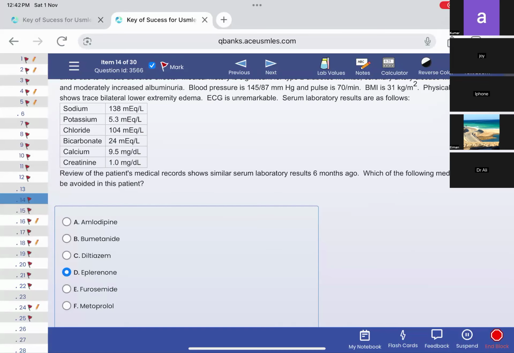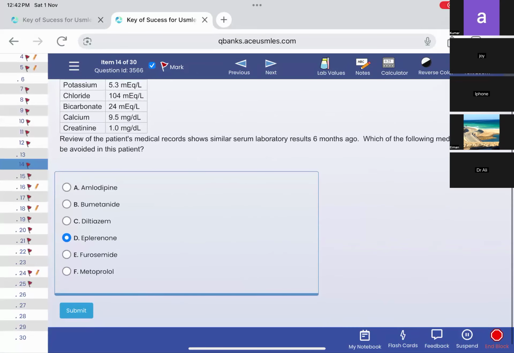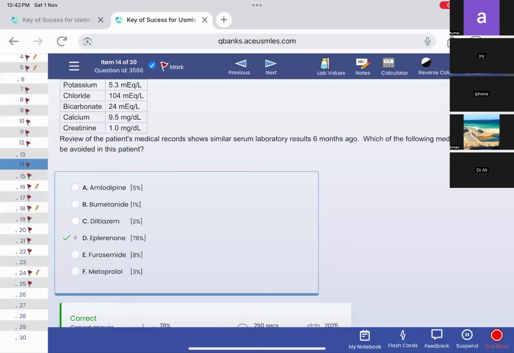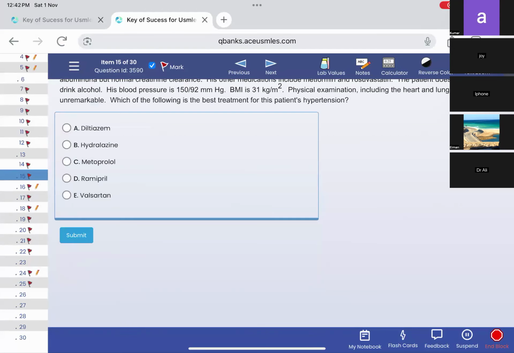Excellent, doctor. Option D, because amiloride and spironolactone, both of them are potassium sparing diuretics. Clear, everybody? Yes. So let's move to the next question.